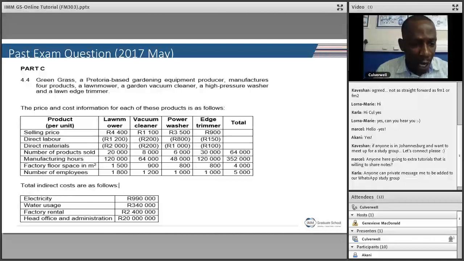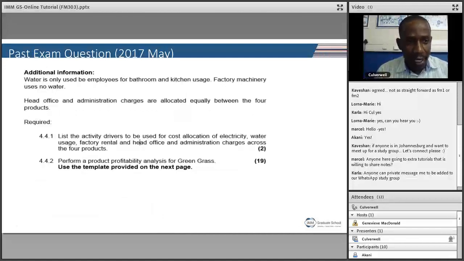Then, the head office and administration. There is a statement that stipulated head office and administration charges are allocated equally between the four products. So how are you going to know what the activity driver is? From that very statement, you just say, I'm going to do equal allocation, because the statement says head office and administration charges are allocated equally between the four products. So what activity driver are you going to use for head office and admin cost allocation? You're going to do it equally.